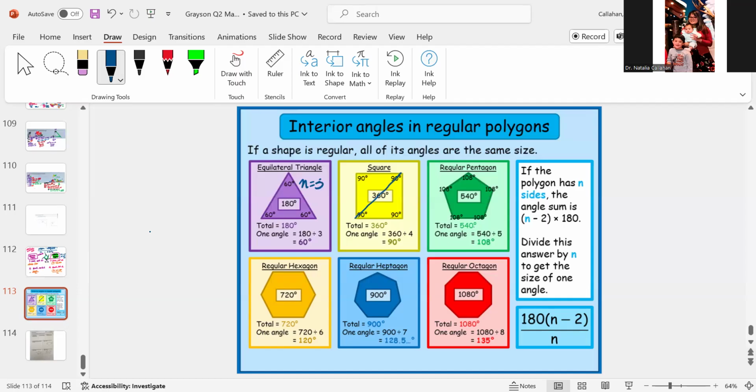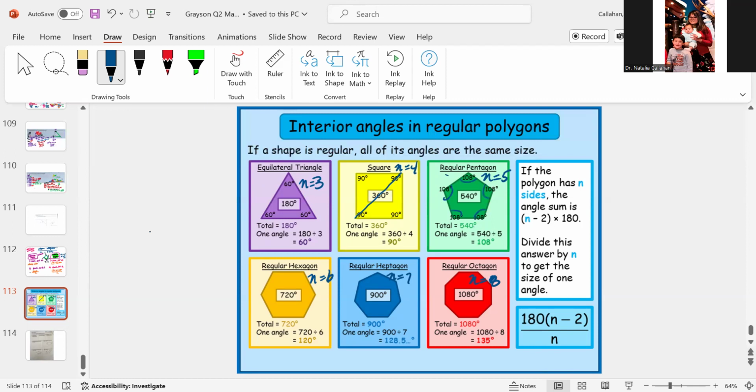3. How many sides here? 4. How many sides here? How many sides here? What about this one? So n is all different, right? It's always going to be n minus 2 times 180. That gives you the sum of the inside angles.